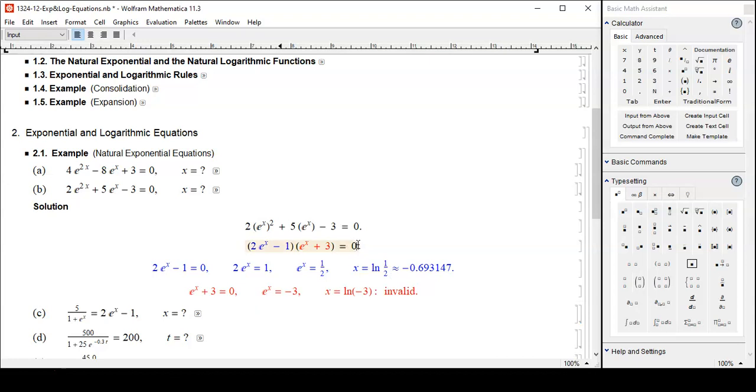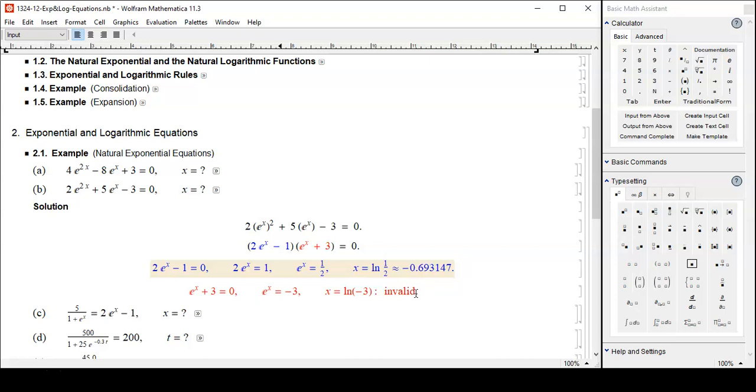So we have blue factor times red factor equals to 0. It turned out blue factor equal to 0 is okay, and we got a legitimate solution. x equals log of 1/2, and it has this approximate value, -0.693 something something. The number itself is not that important, but the existence of this numerical computation tells you that this is valid.